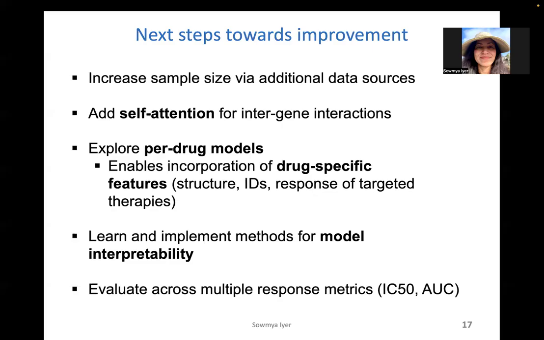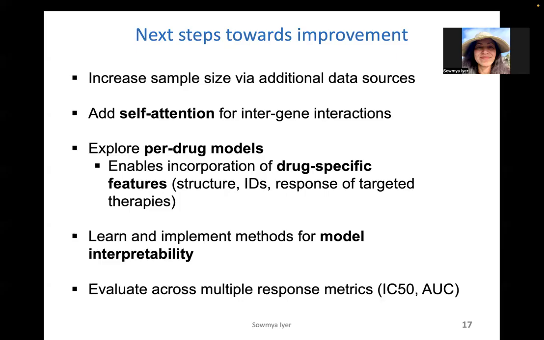So here's what I would like to do to improve the solution. I would first like to increase sample size by aggregating additional data sources, and then add self-attention for intergene interactions. I would like to explore per drug models. Right now, each row is a cell line, so I would like each row to be a combination of a cell line and a drug. This way I can incorporate into the input the structure of a drug, the chemical ID, and I'll be able to explain the response of targeted therapies, where a certain drug would only be effective against something with a particular mutation.